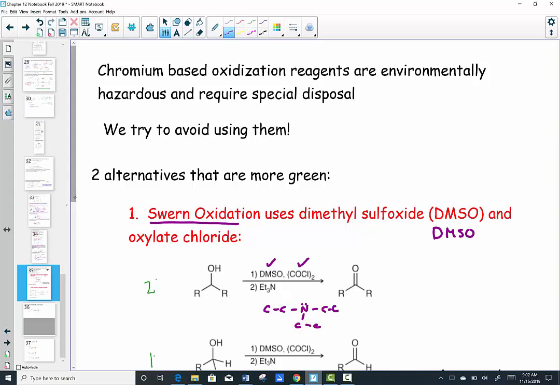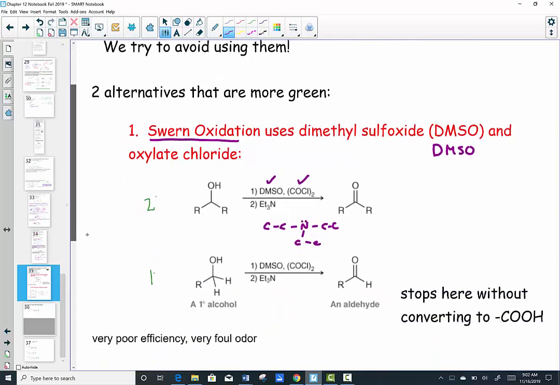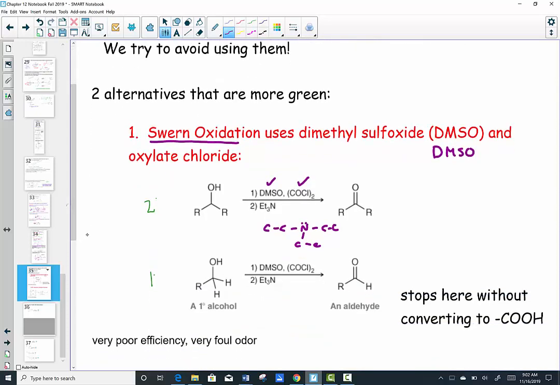What happens in a Swern oxidation, very similar to the PCC of the last slide, a secondary alcohol undergoes oxidation once and goes to the ketone.